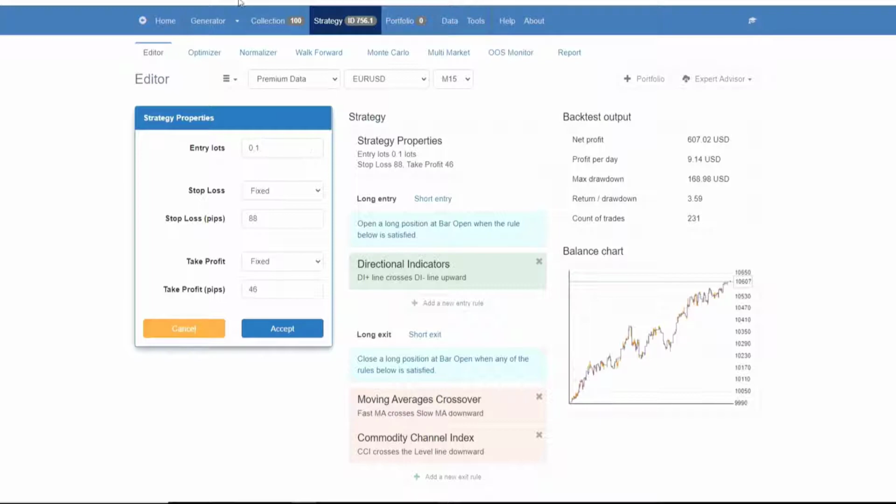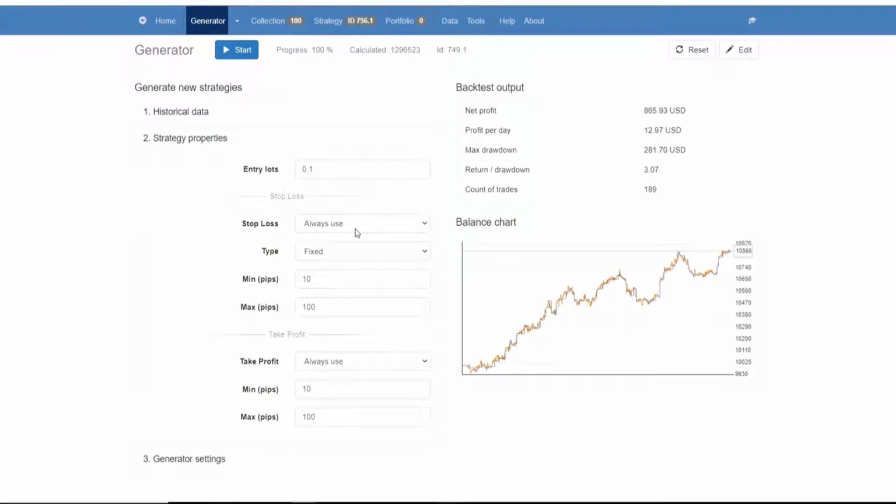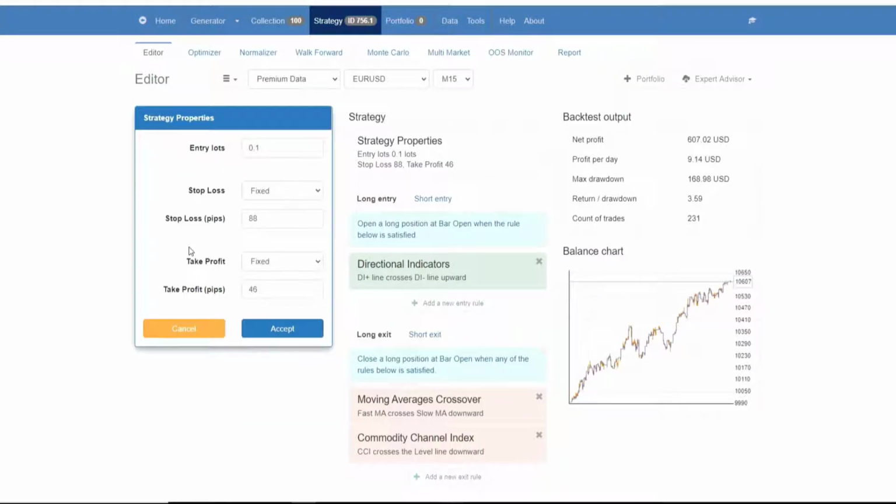As you can see below our entry lot, we have our stop loss and our take profit. Now, when you generate your strategies, you can select whether or not to use a stop loss and a take profit. And you have the options of always use, may use, and do not use. In this case, this strategy was generated with stop loss and take profit that we set as always use. And after doing many calculations within the strategy, it came up with the best options of a stop loss of 88 pips and a take profit of 46 pips.